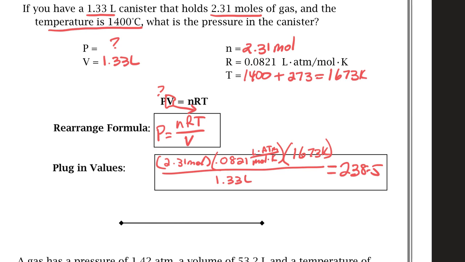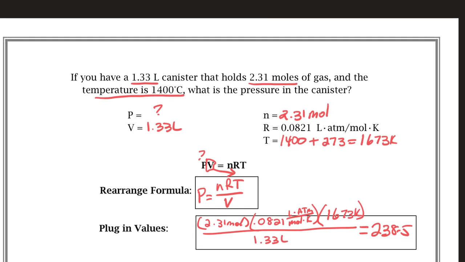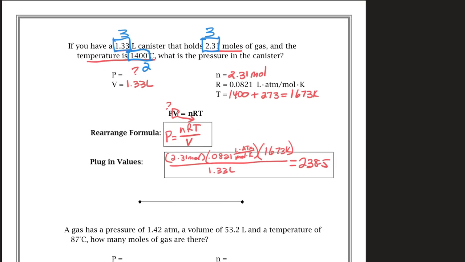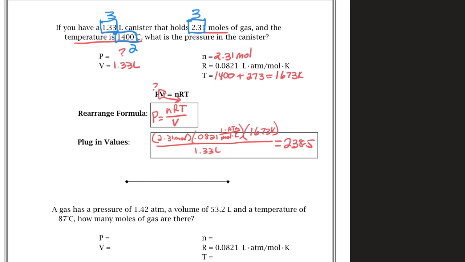238.5. Now I've got to look for my significant figures. I got to go to my original numbers. This one has 3. This one has 3. This one has 2. So I have to round my answer to 2 significant figures, which means 240.